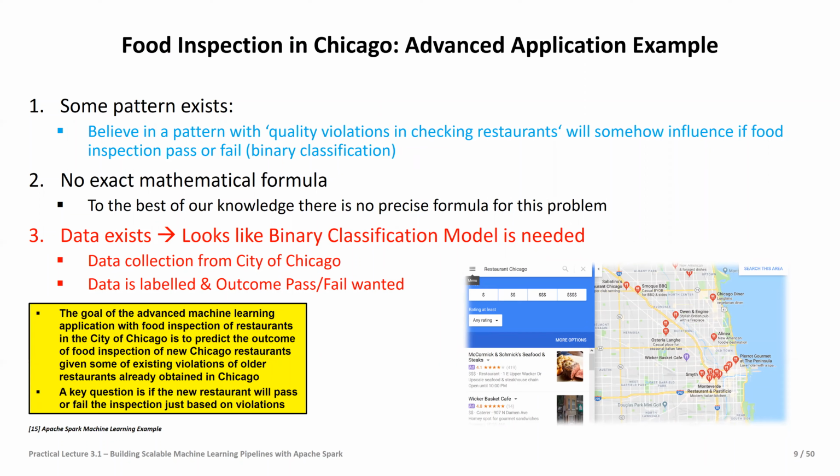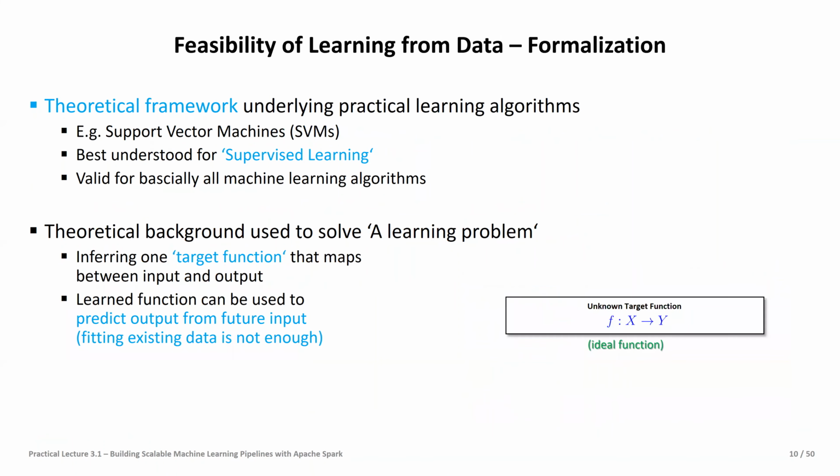I was already talking about this a little bit. So you have long text about violations found when checking restaurants, what is good, what is bad. And then the idea of this use case is to have just a fail or a pass, a binary classification. We have no mathematical model for it. So as far as we know, we have to generate one. That's why we use machine learning. And we have a lot of data which is already labeled for us. So that makes it a supervised learning algorithm, right? So it fulfills the requirements of a machine learning problem.